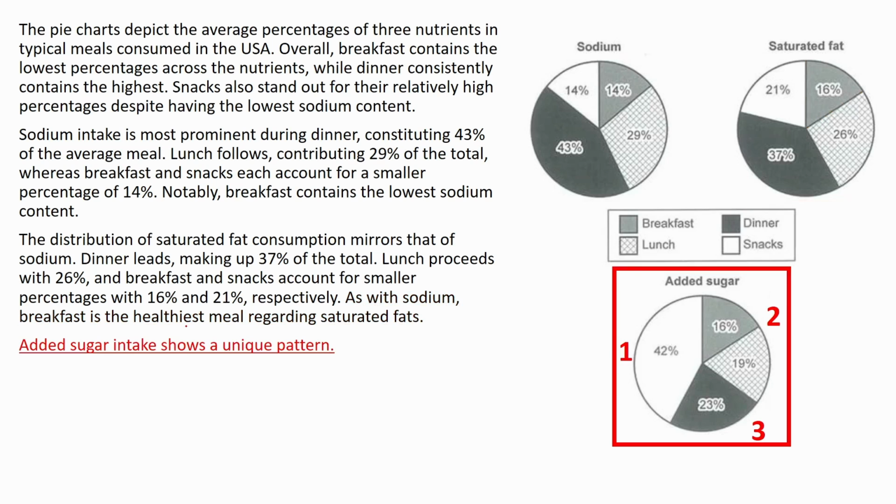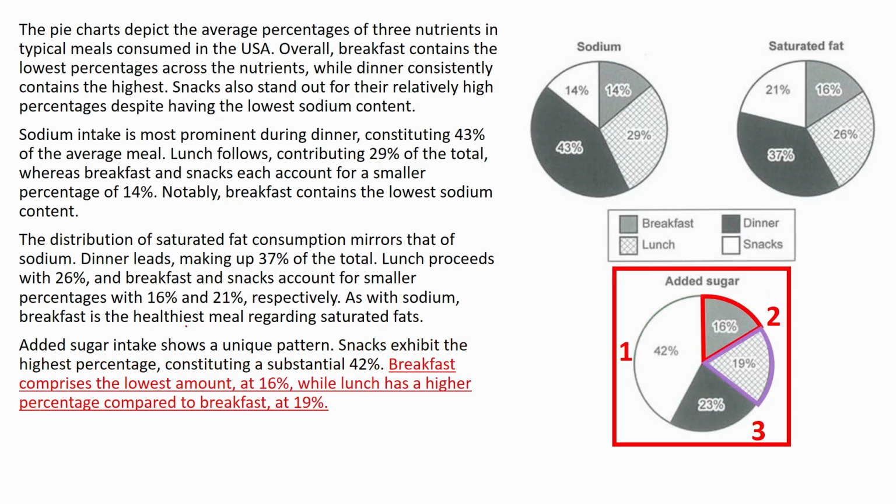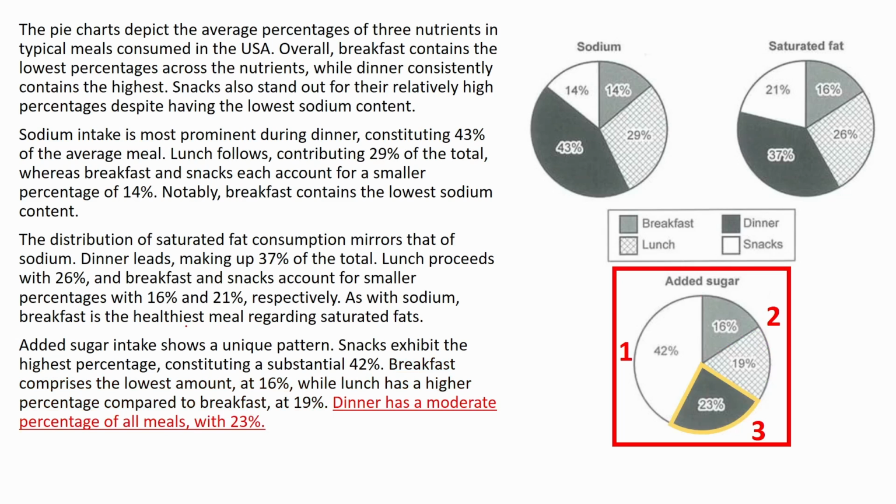Now, the last part, sugar. Added sugar intake shows a unique pattern. Number one, snacks exhibit the highest percentage, constituting a substantial 42%. For this part, I changed the order. I will mention breakfast and lunch and then dinner because I want to compare dinner across the charts as well. Breakfast comprises the lowest amount at 16%, while lunch has a higher percentage compared to breakfast at 19%. Now dinner has a moderate percentage of all meals with 23%. Again, I made comparison across the charts.